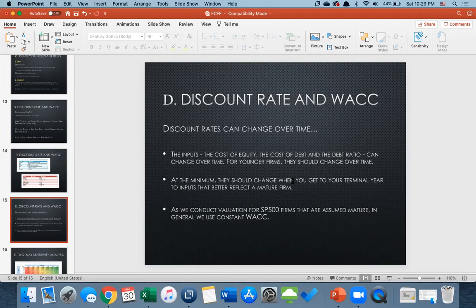At minimum, when we estimate the terminal value, we should assume they already reflect a mature firm's WACC. But as currently we conduct valuation mostly for S&P 500 firms that we assume are mature, in general we use a constant WACC value.